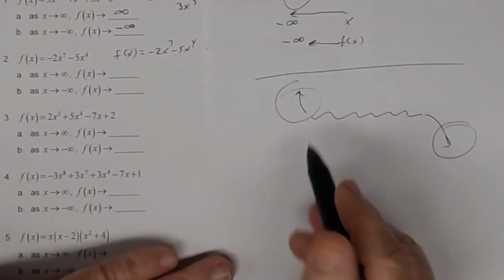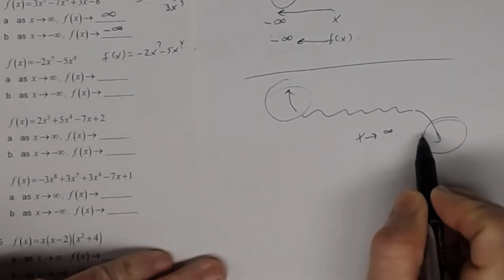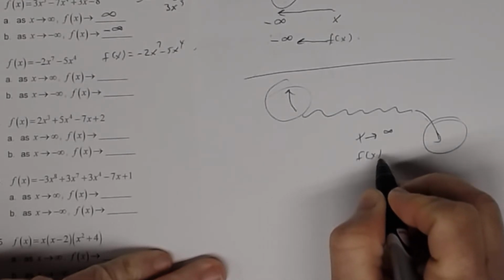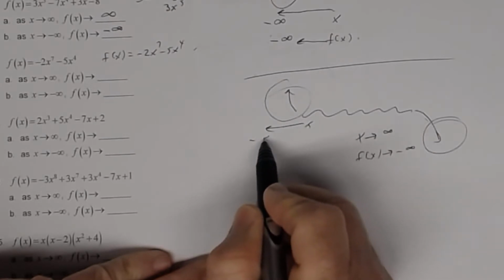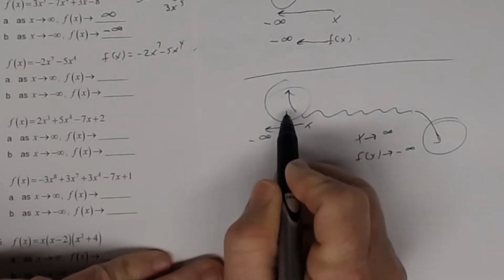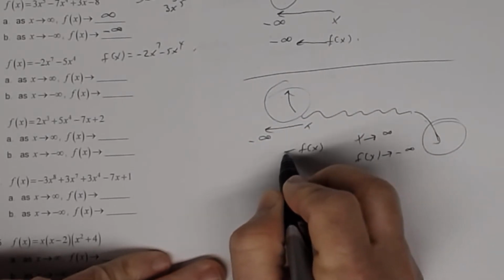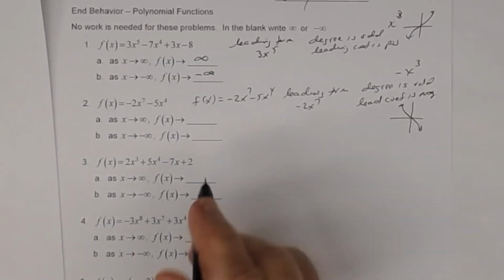So what that means is this: as x approaches infinity, my y values approach negative infinity. Over here, as x approaches negative infinity, my y values approach positive infinity. So f of x approaches positive infinity. All right, and so therefore, I can answer this question.